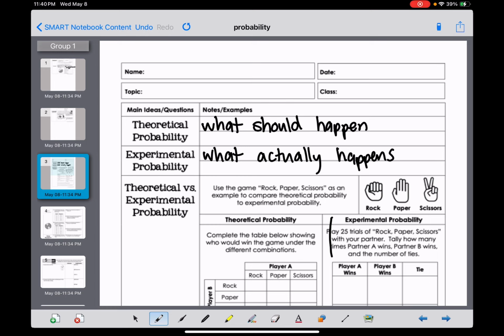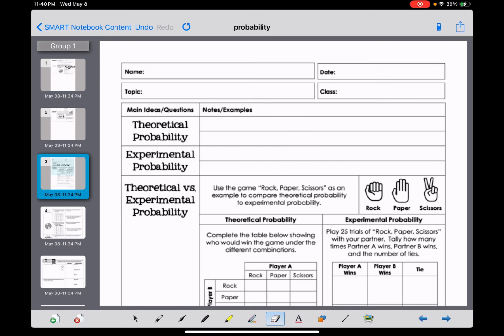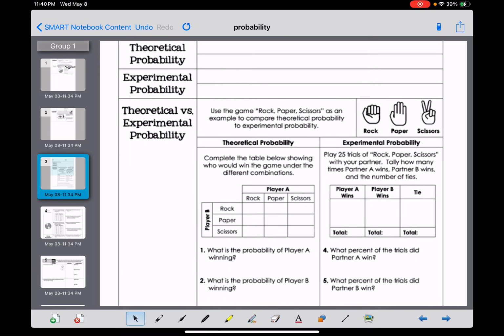Oops, didn't mean to do that. All right. So that didn't work. Sorry, I'm using my iPad, so I don't really know how this program works on here.